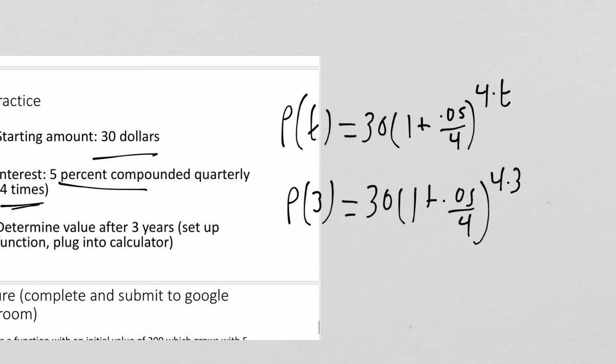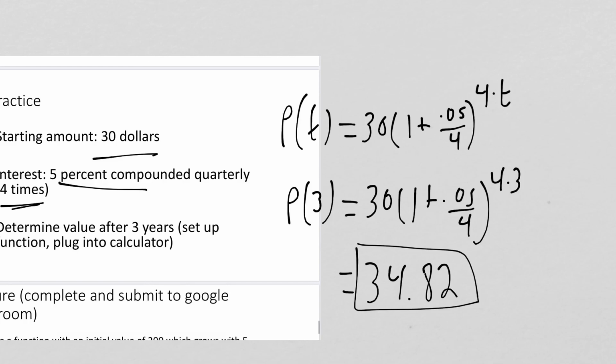30 times 1 plus 0.05 divided by 4. And then we're going to raise that to the 4 times 3, which is 12. And we now have $34, and this is going to round to 82 cents. Okay, so $34.82 is our amount. Okay, so that's another example that you can work from.